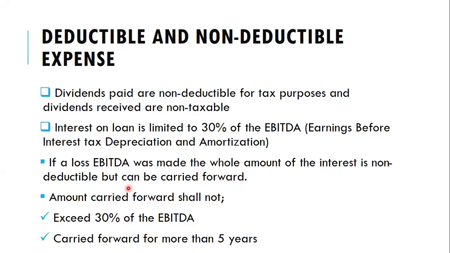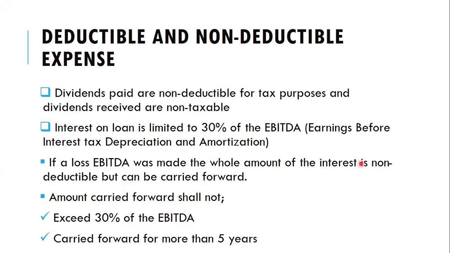Now, if you've got interest which exceeds 30% of the earnings before interest, tax, depreciation, and amortization, then the excess of the 30% is supposed to be added back to the net profit. Then, if a loss is incurred, if the earnings before interest, tax, depreciation, and amortization is a loss, then the whole amount of the interest is supposed to be added back.